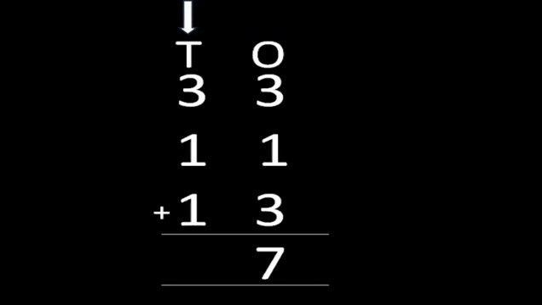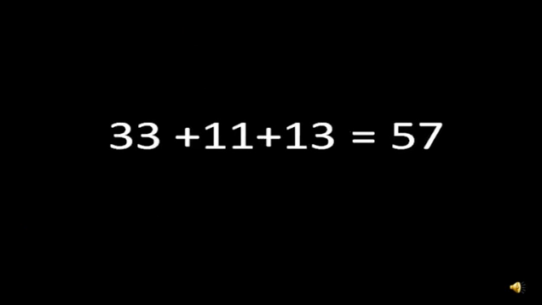Now we move to add the numbers in the tens column. 3 plus 1 plus 1 is 5. Write 5 under tens column. Therefore, 33 plus 11 plus 13 is equal to 57.